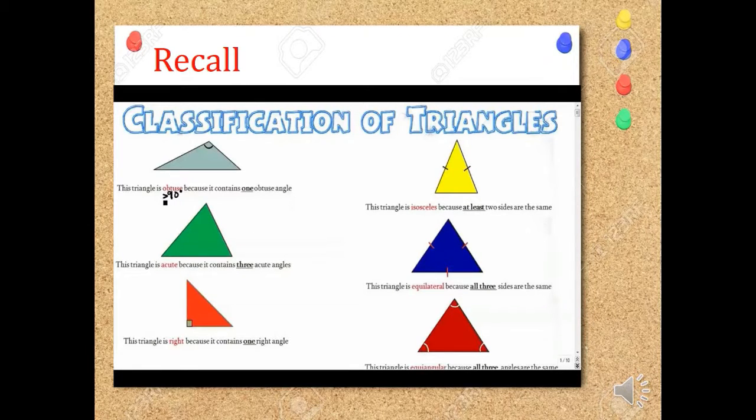Acute triangle has angles less than 90 degrees. Right triangle has at least one 90-degree angle. An obtuse triangle contains one angle more than 90 degrees but less than 180 degrees. According to the length of their sides, triangles can be isosceles, equilateral, and scalene. Isosceles has two equal sides, equilateral has three equal sides, and scalene with no equal sides.